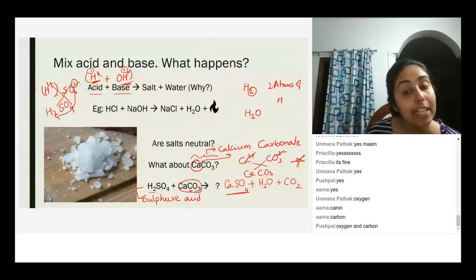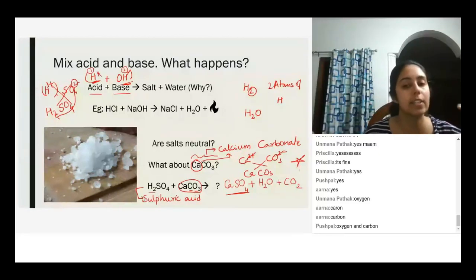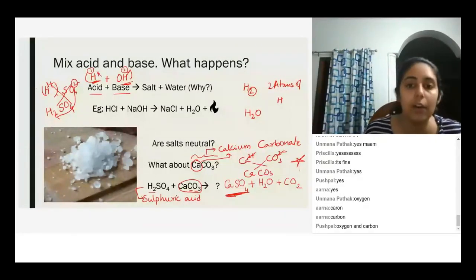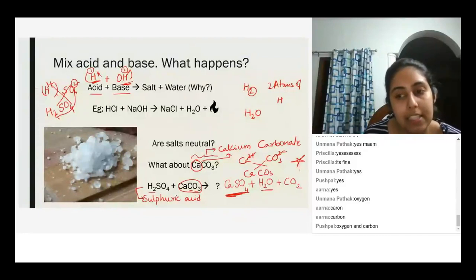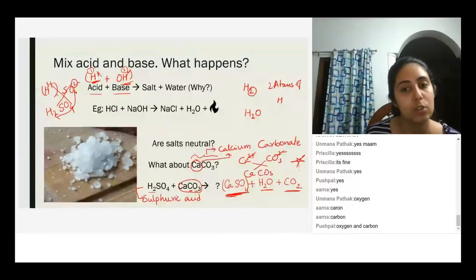Sulfuric acid is highly acidic, okay? So when I put sulfuric acid and CaCO3 together, what do I get? I end up getting CaSO4 plus H2O plus CO2. So what has happened over here? I know that a salt is formed. The salt is formed, CaSO4.